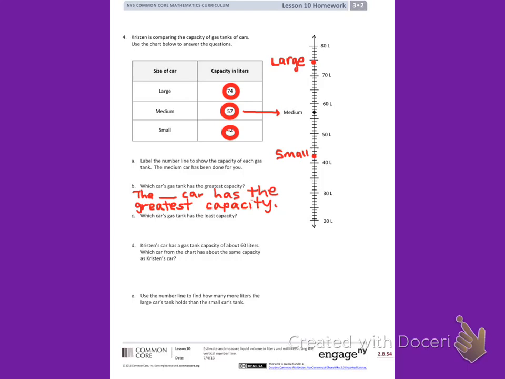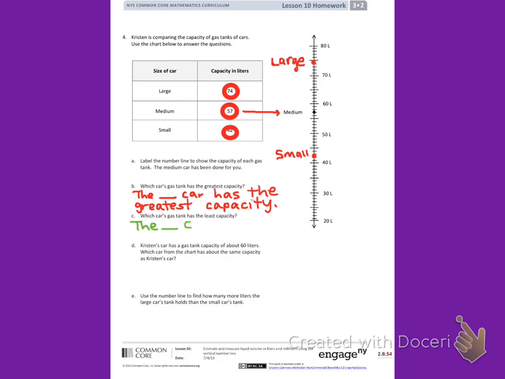Item C. Which car's gas tank has the least capacity? Again, look at the same numbers, 74, 57, and 42. Which one is the smallest? The smallest is the least. And again, use the area provided to answer the question.